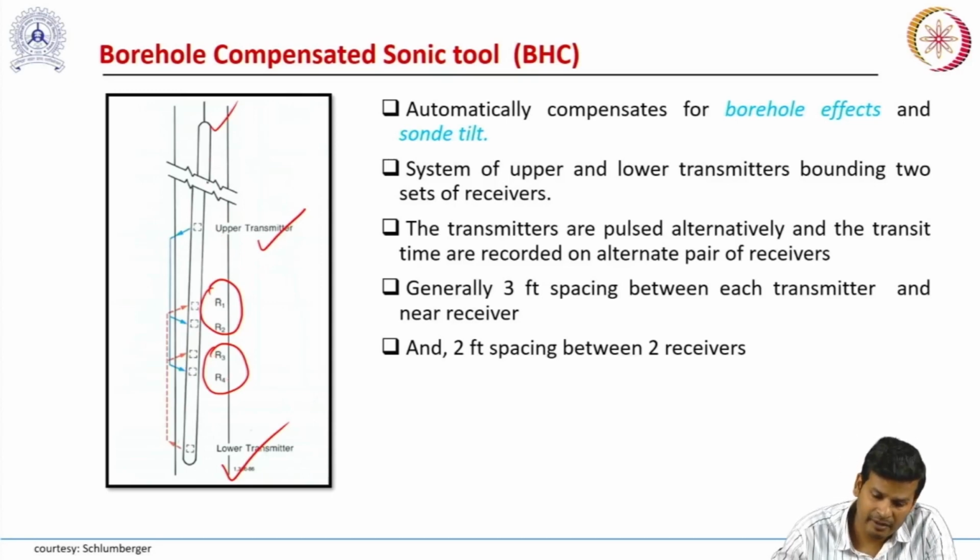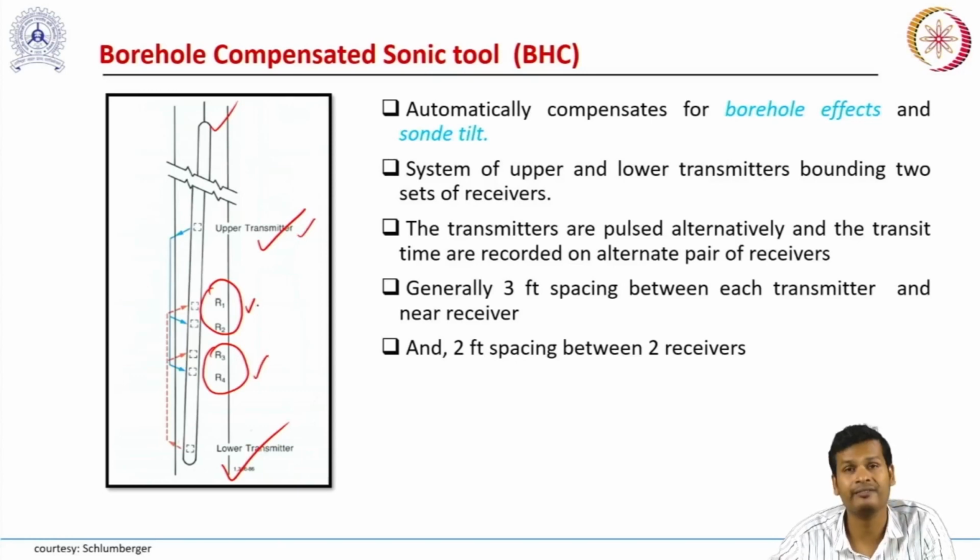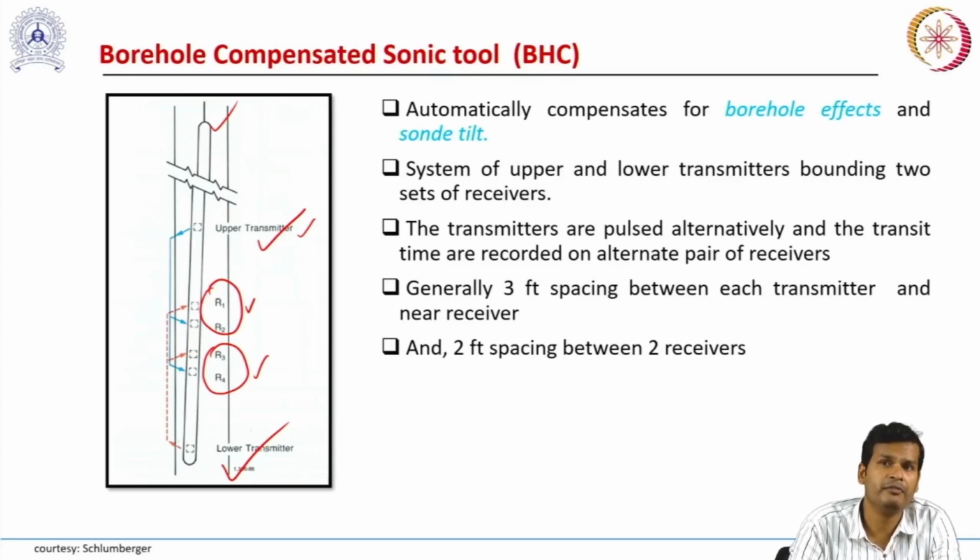Now you can see even if this tool is tilted, what will happen if you use the lower transmitter and these two receivers, and if you use the upper transmitter and these two receivers? One is going to overestimate the travel time and one is going to underestimate the travel time. So if you take the average of the travel time measured by these two sets of transmitters and receivers, their average will be free of our borehole size effect, or the tool tilt effect. So this way, by using two transmitters and corresponding receivers, we can do the time averaging of the travel time and get a true travel time inside our formation.